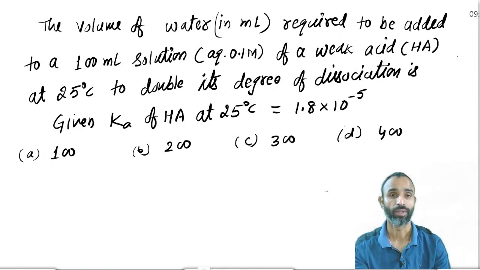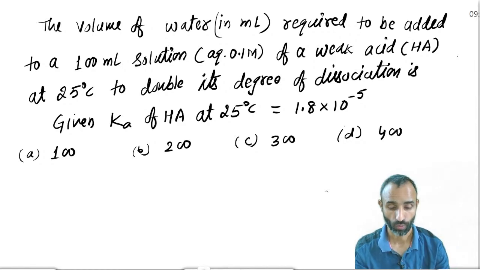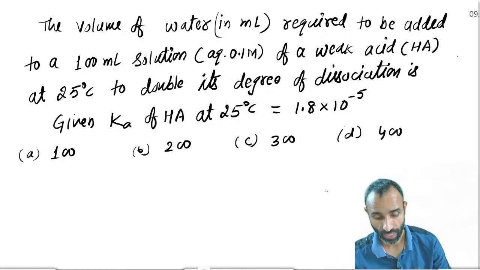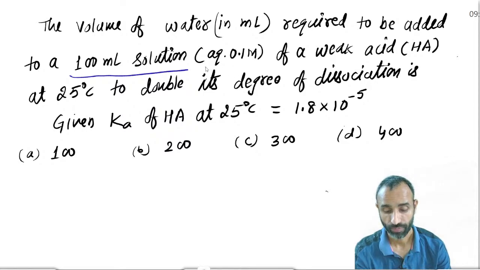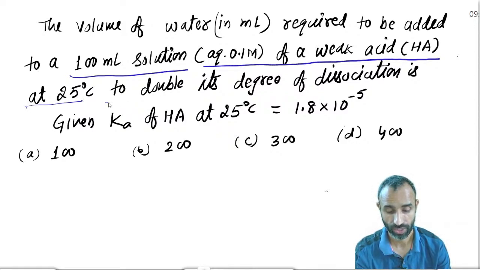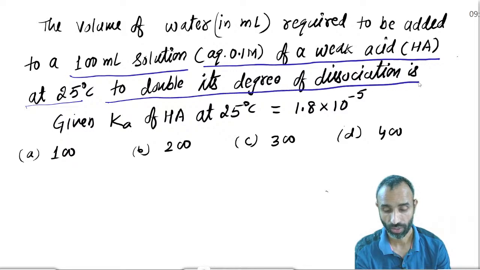Now tell me, what volume of water in ml is required to be added to 100 ml of 0.1 molar weak acid solution at 25 degrees Celsius to double its degree of dissociation? Ka is given.